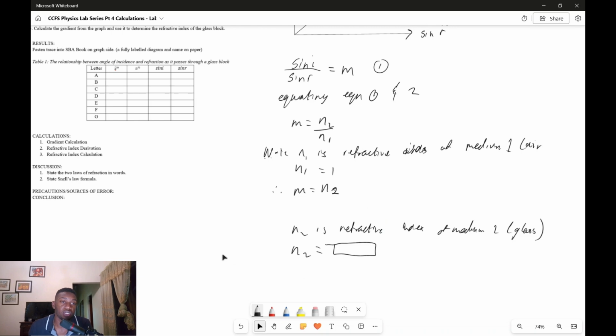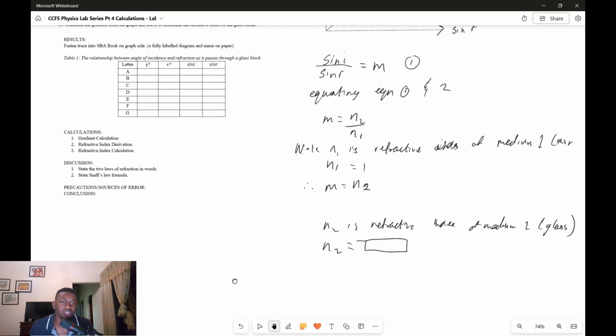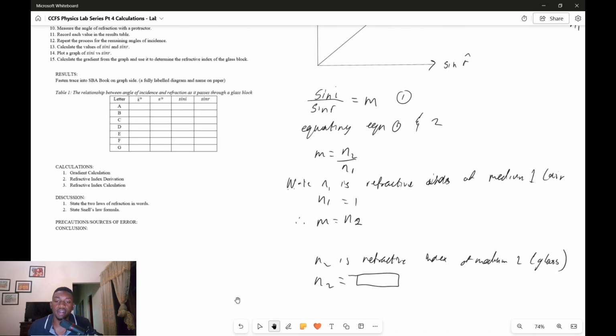So that is it. Then you could do discussion. State the laws of refraction in your own words. You've got the two laws, and then state them in words, and then state the Snell's law formula. All right. Precautions, conclusions. All right, and that is it.